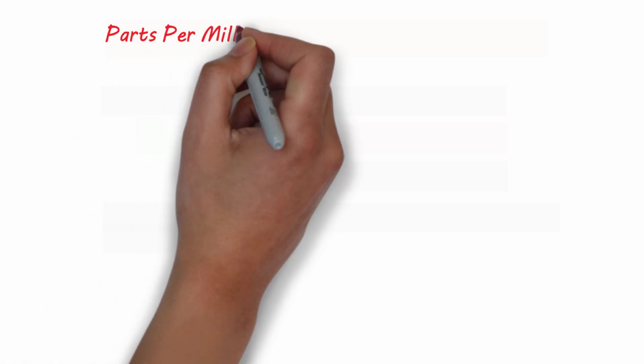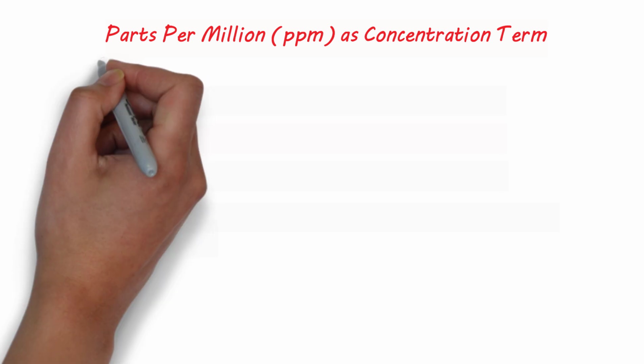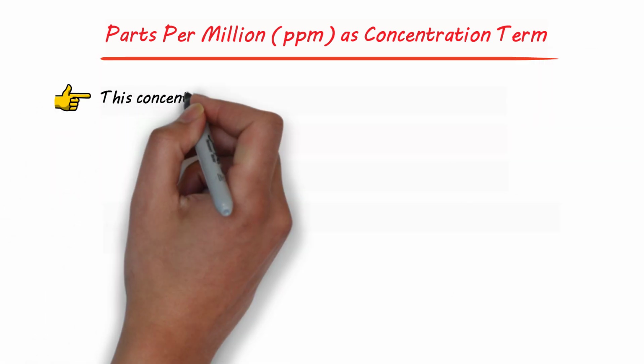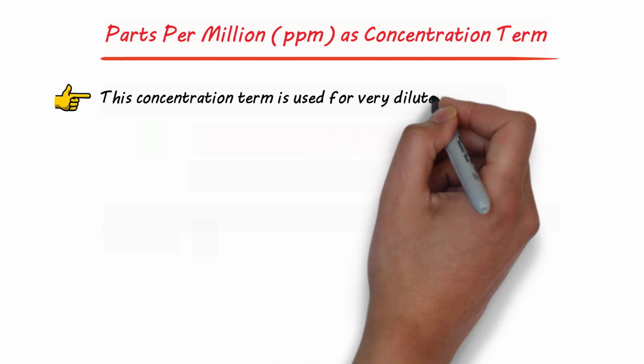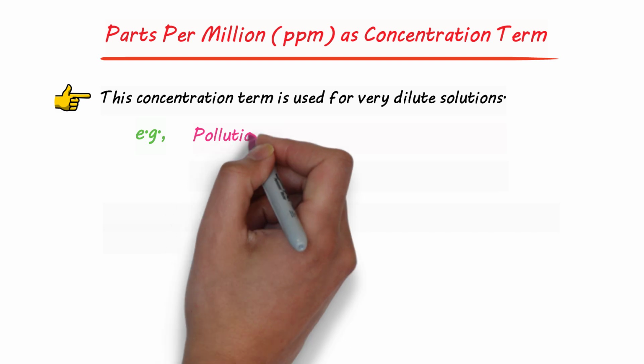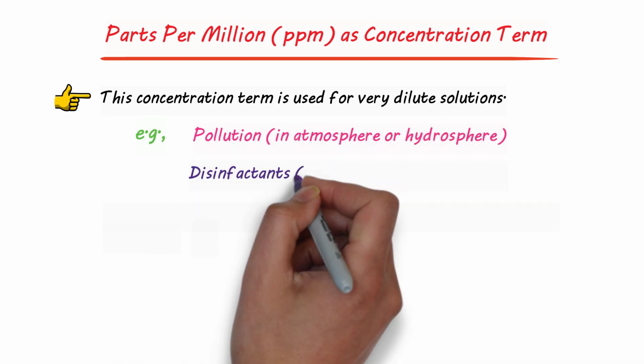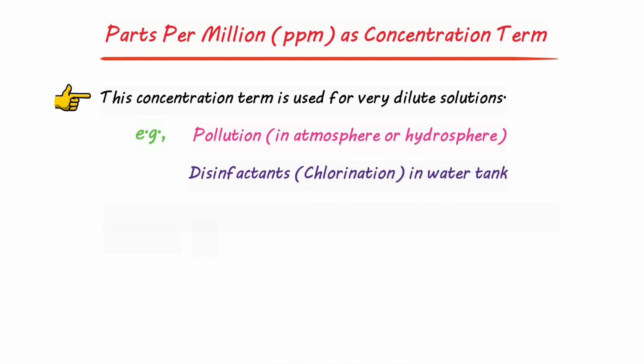Hello dear students, today we'll talk about parts per million, that's ppm, as a concentration term. This concentration term is used for very dilute solutions. For example, pollution in atmosphere or hydrosphere, disinfectants, that's chlorination used in water tanks. As such solutions are very dilute, the appropriate concentration term used is usually ppm, that's parts per million.